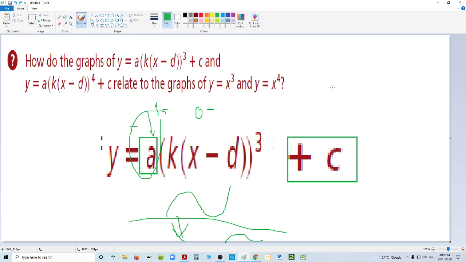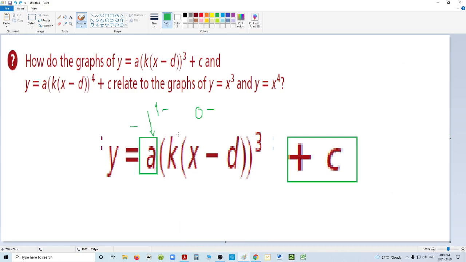So if it's 3 up here, and it gets reflected, it's going to be reflected around that C number. And what does the C do? It raises the whole graph up or down. So y transformations are exactly easy to figure out.